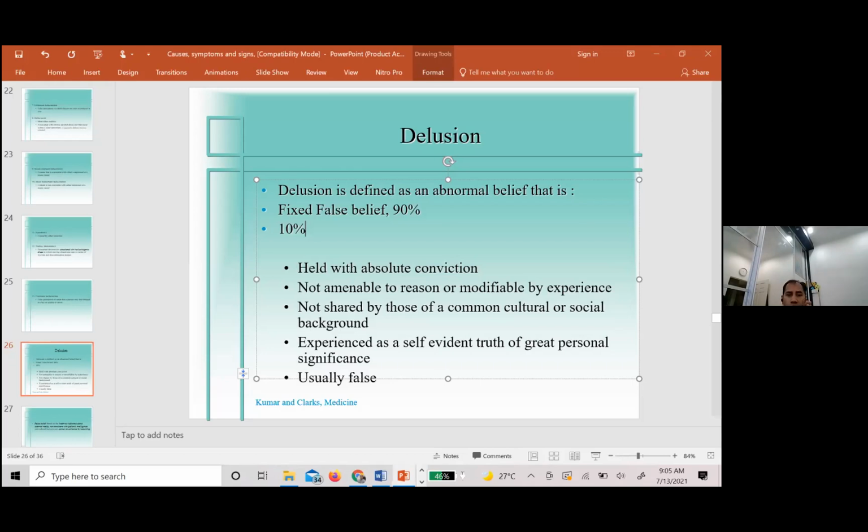It has to be fixed. Each of the three words has meaning. It is fixed, so that's why we call it unshakable. And it is not true. And it is in the form of a belief. But what's the remaining 10%?